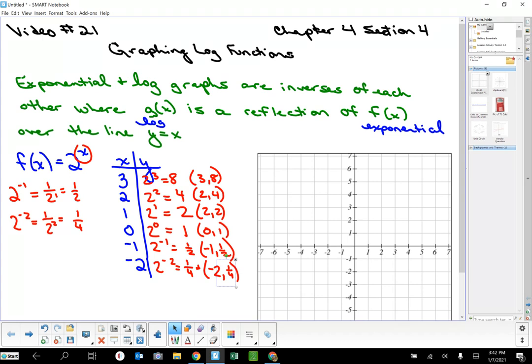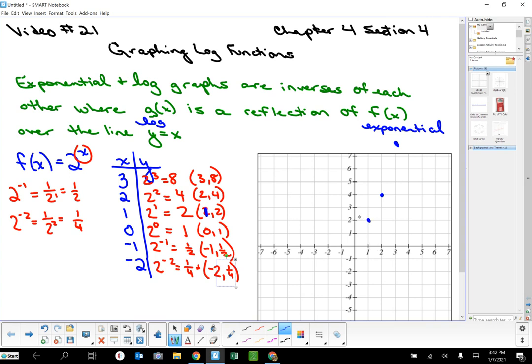And I'm going to plot our exponential function here in a blue pen. All right, so we don't go quite up to 8, but we've got 3, 8. That would go just off the graph a little bit. 2, 4. Oh, look what I did here. This should be 1, 2.